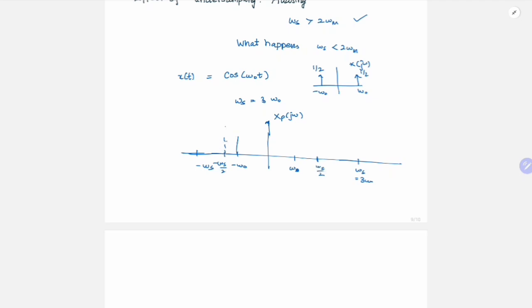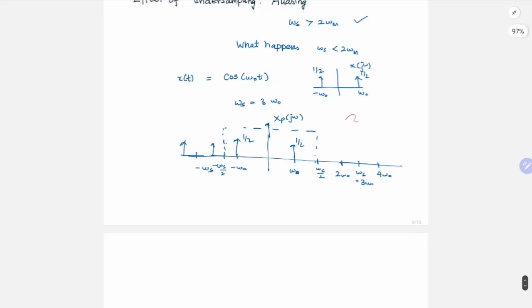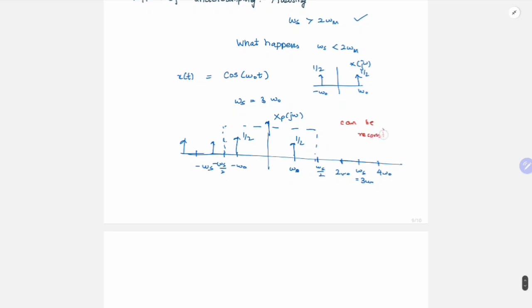And if I put a filter here, whatever I have at omega s will come here. So this will be at my 2 omega naught. This is at 4 omega naught. Similarly here also, minus 2 omega naught and minus 4 omega naught. This is half and half. So if I put a low pass filter here, I can reconstruct it without any problem. So it can be reconstructed ideally.